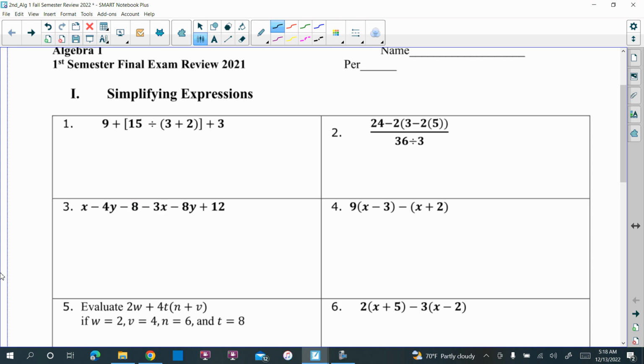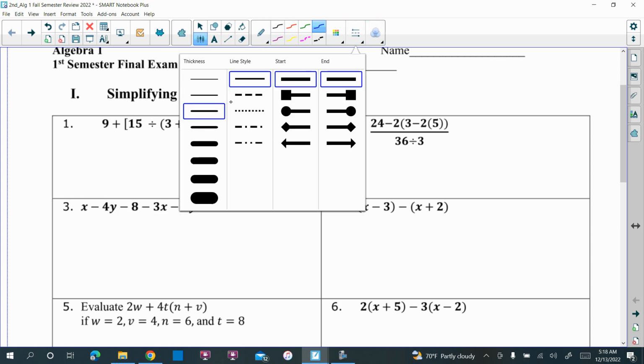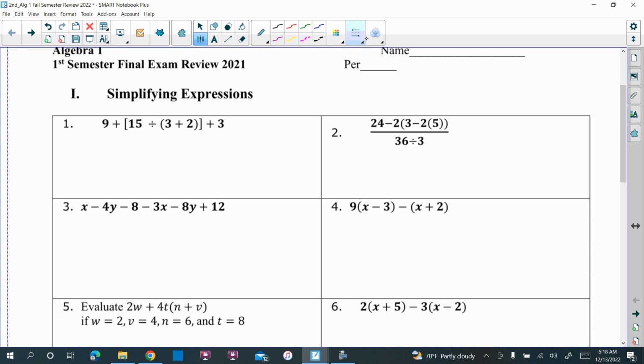On numbers 1 and 2, you have to remember your order of operations. You have a blue foldable for that. You will have some fraction answers or decimal answers. Preferably keep it in fraction form because that's how you're going to see it on the test on this review packet. The first fraction form is on number 2. You have to remember your order of operations, or your GEMDAS or PEMDAS.